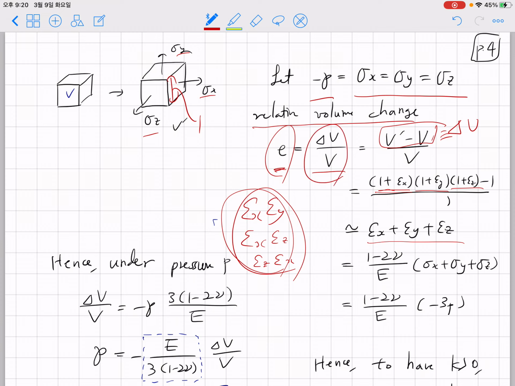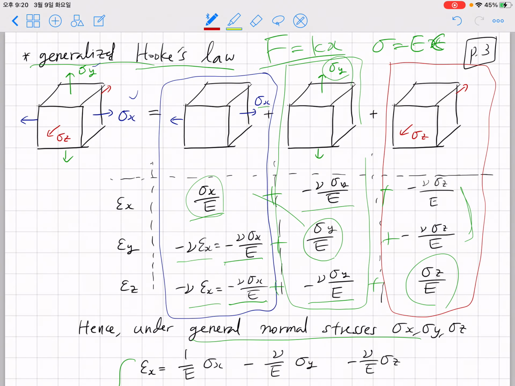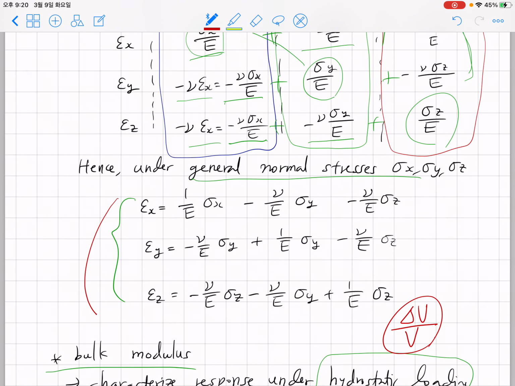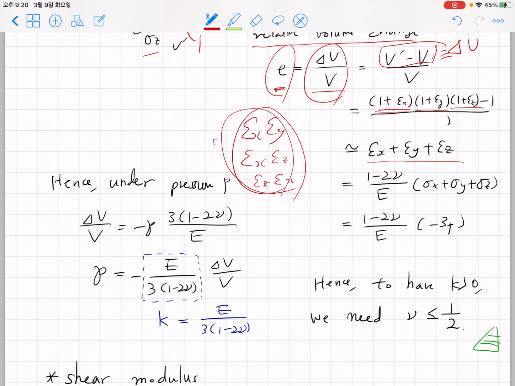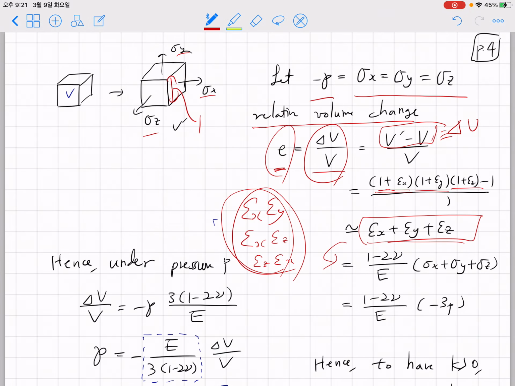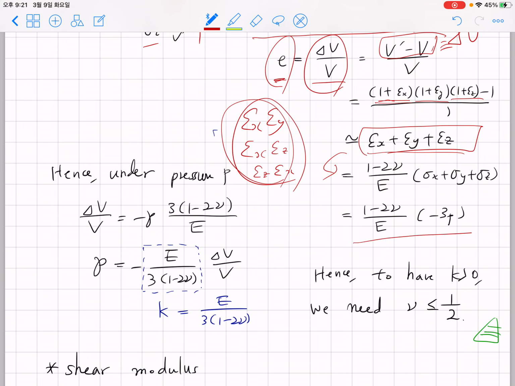Then how can we obtain epsilon x, epsilon y, and epsilon z? We can obtain that from generalized Hooke's law. Fortunately we have the same sigma x, sigma y, and sigma z. So after we plug in the different sigma x, sigma y, and sigma z, this is what you get regarding the summation of the 3 normal strains. And as I defined in the beginning, because we are considering hydrostatic loading, all of them are the same, negative p. So it can be written as 1 minus 2 nu over E multiplied by minus 3p.